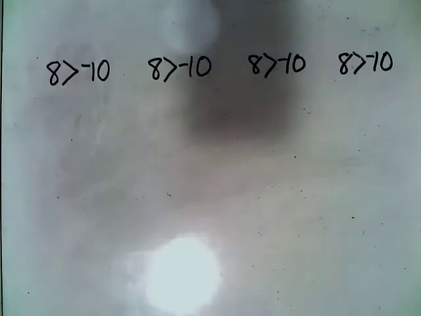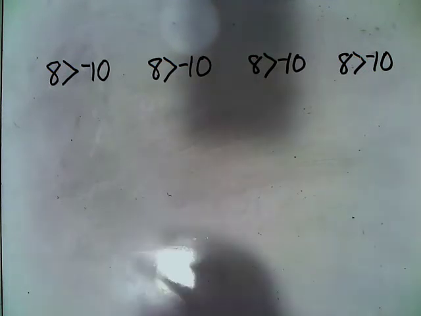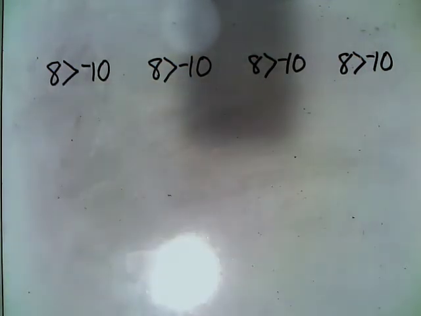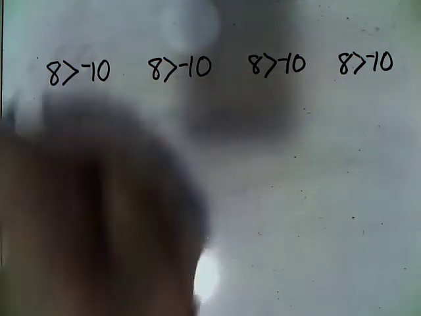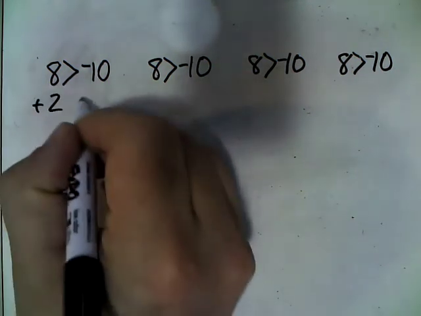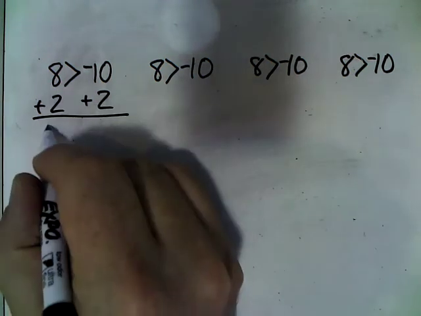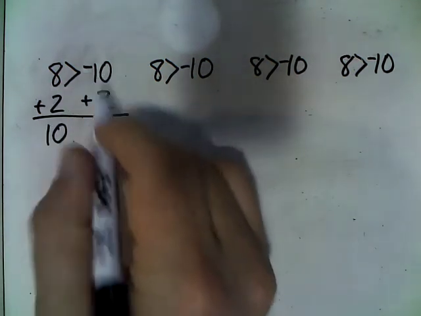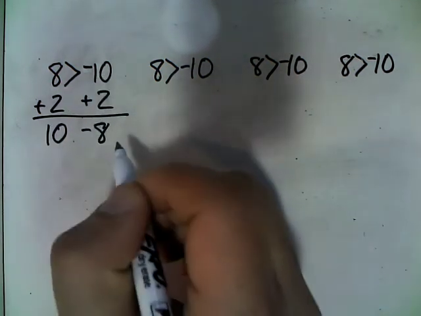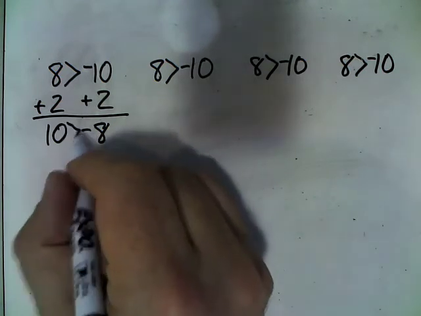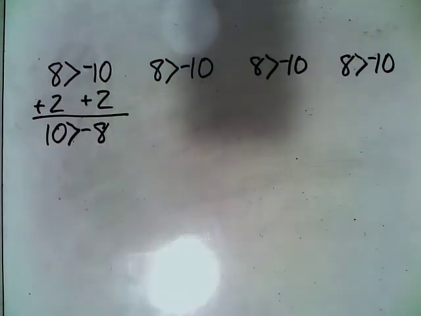So over here, if I've got four inequalities all identical here laid out. So if I come through and let's say we just add 2 to both sides. So let's make our C 2. So if I add 2 to both sides, 8 plus 2 is 10, and a negative 10 plus 2 is a negative 8, and this is still greater than. Still greater than.